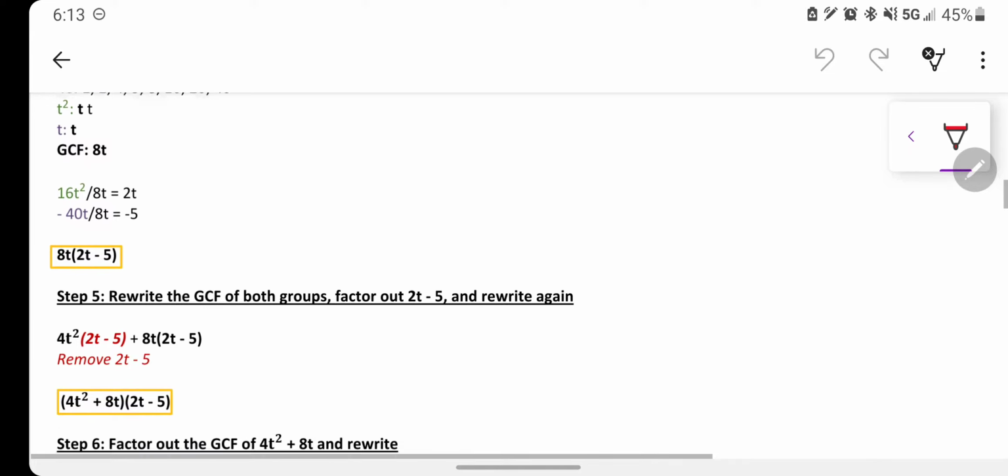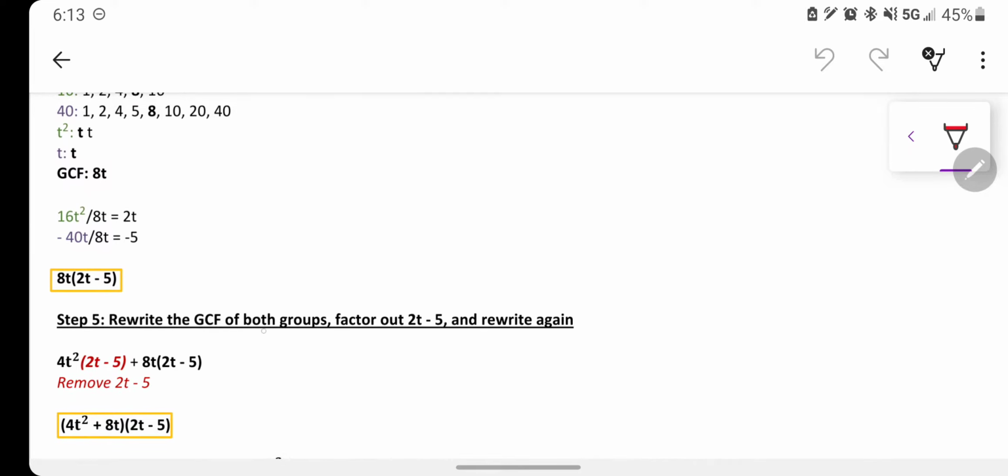Next step is going to be step 5. Rewrite the GCF of both groups, factor out 2t minus 5, and rewrite again. So we just removed the first 2t minus 5, take that out, and then combine these two values together. So it would be 4t squared plus 8t times 2t minus 5.